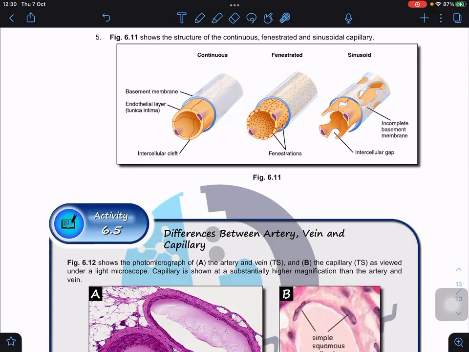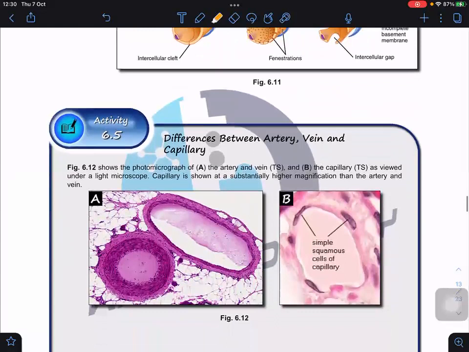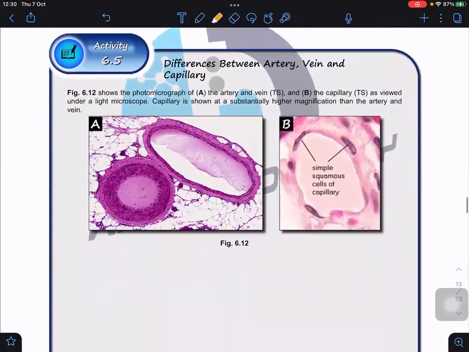Okay, so for our syllabus, we only need to know these two, continuous and fenestrated. Continuous is the normal one, fenestrated is found in the kidney. Are you clear? Okay, so we come to the last part of our class, the blood vessel. Now let's look at it.